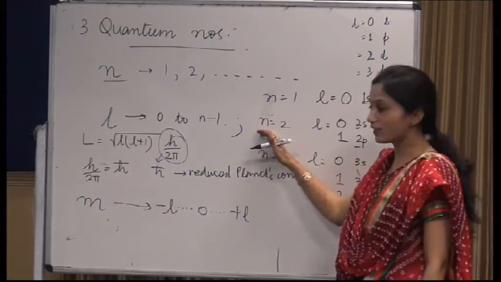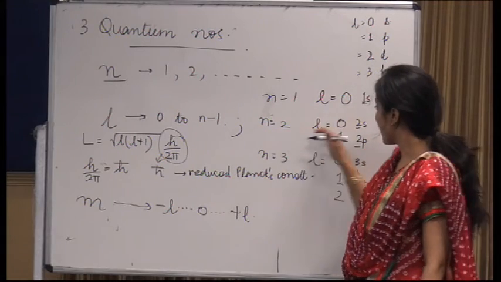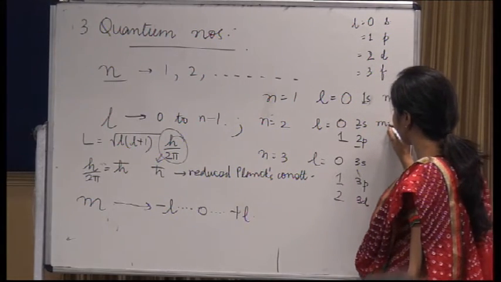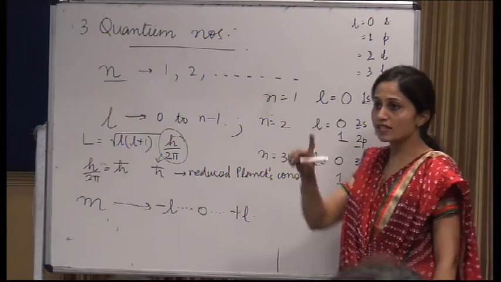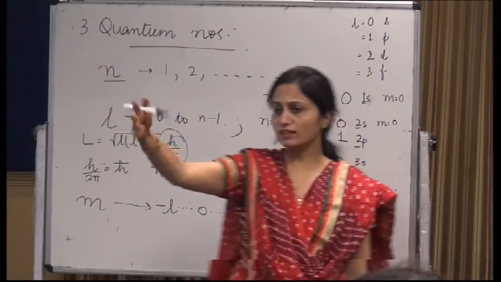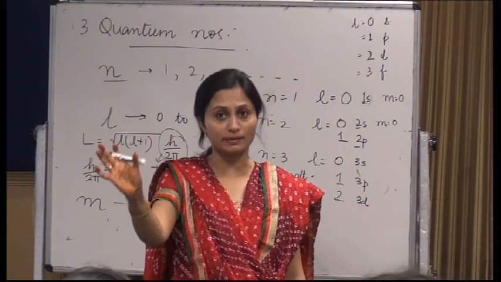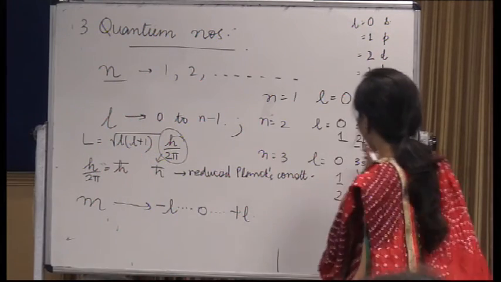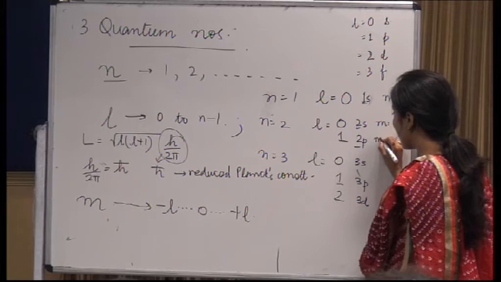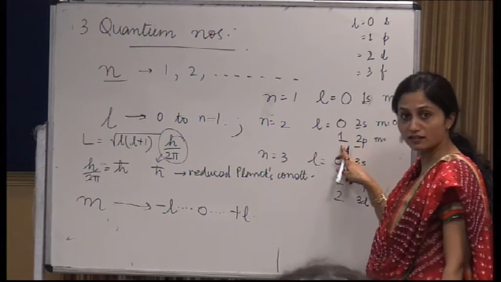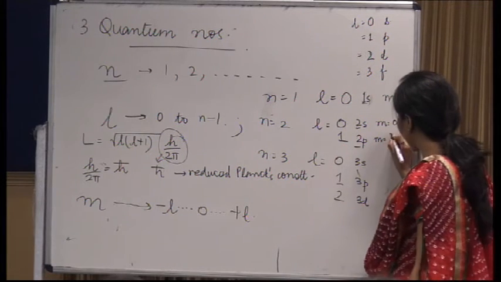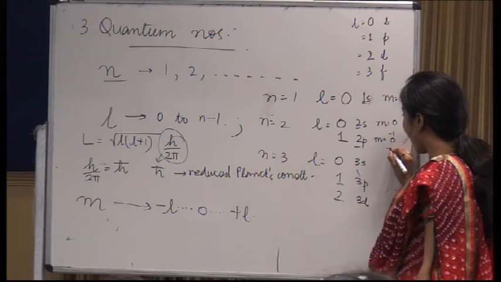So here we have n is equal to 2 and L is equal to 0, so now m will be equal to just 0. That means S has only one, no divisions further. S exists as only one orbital. Okay, and when we talk about P, now L is equal to 1, so m will be minus 1, 0 and plus 1.